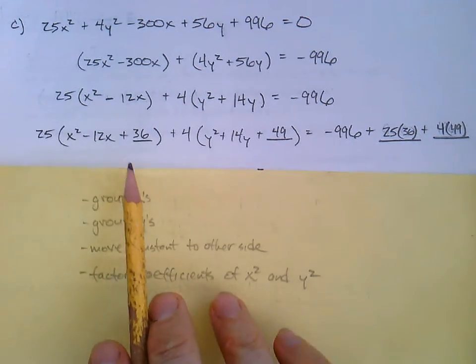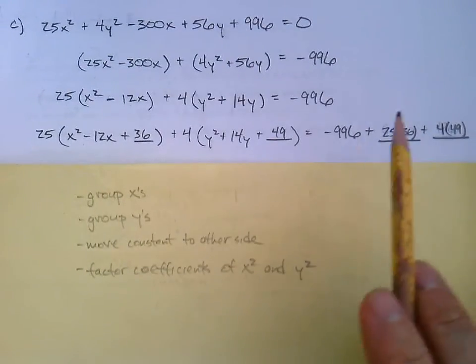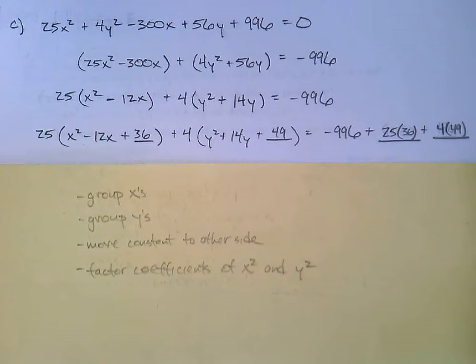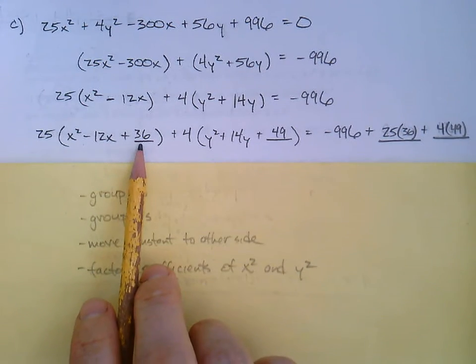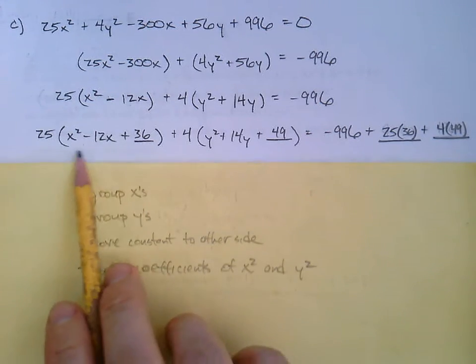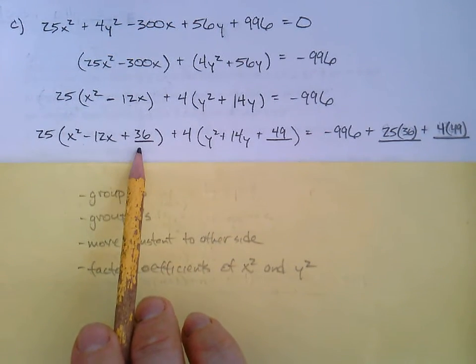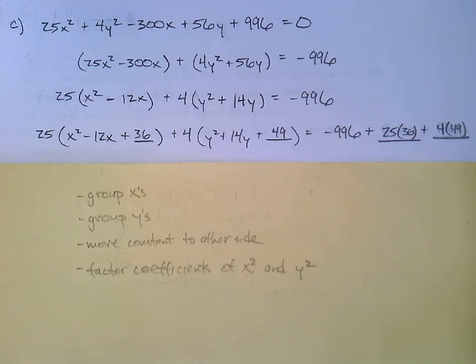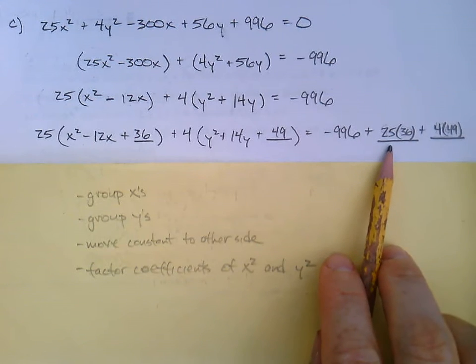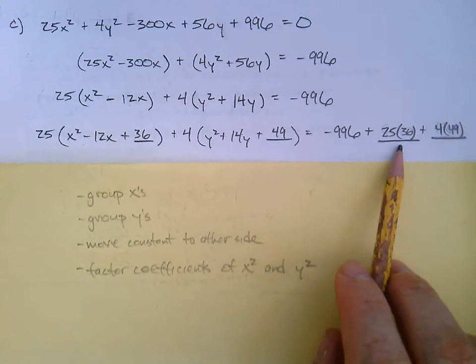But of course, if we add 36 here and we add 49 here, we need to balance those things out on the other side. But if we add 36, we didn't really add 36 to the left side because it was inside parentheses. We really added 25 times 36, since that 25 would multiply out. So on the other side, I'm going to put plus 25 times 36. I kind of like writing it this way because it's really clear where that came from. 25 times 36. Of course, you could just write what the number is.